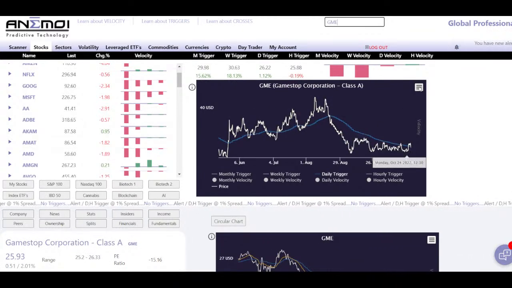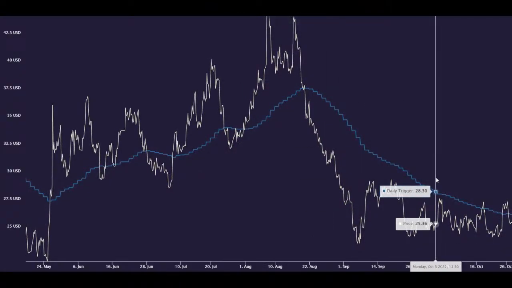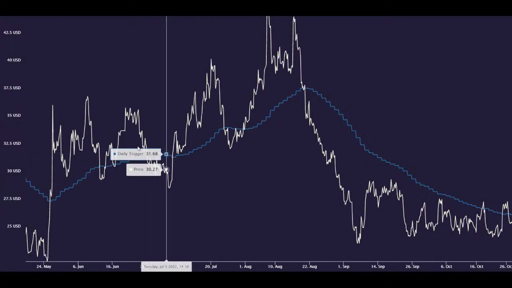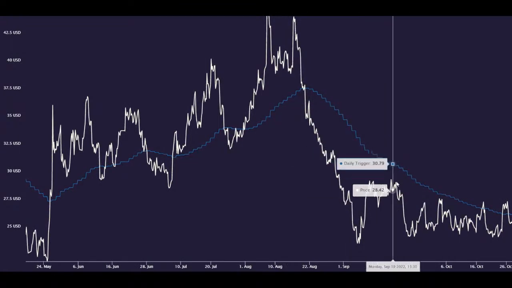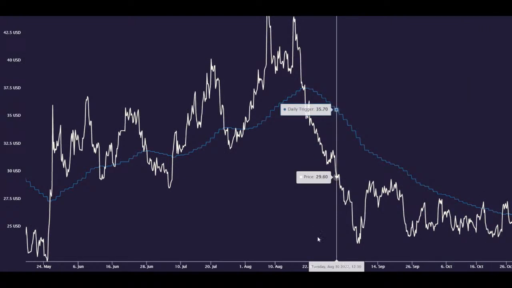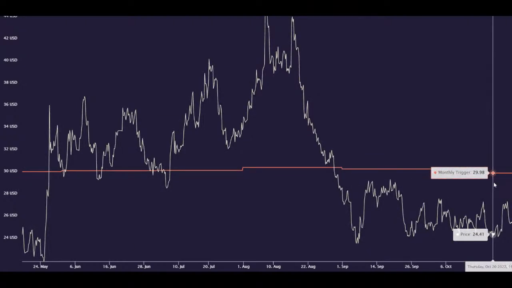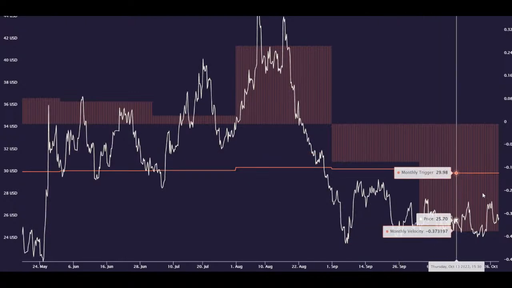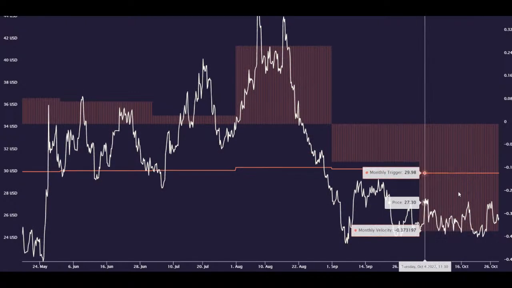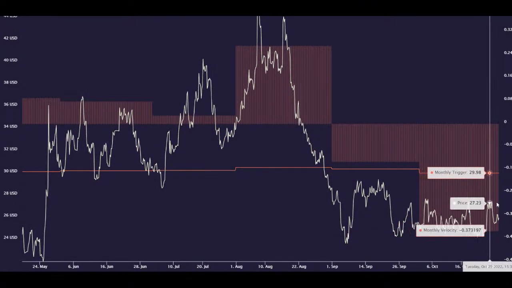But the problem is that we know when there's strong velocity, the triggers are going to really act as strong support or resistance. So over here we had positive velocity, the trigger was acting as strong support. Over here we had negative velocity, the trigger was acting as resistance. Right here, right here, right here. So let's remove the daily trigger and bring up the monthly trigger, which is at 29.28. Let's bring on the monthly velocity. Okay, and we can see that monthly velocity has been really nasty this entire month. So Anemoi told us we have negative monthly velocity, and so price has kind of been repelling off this monthly trigger.